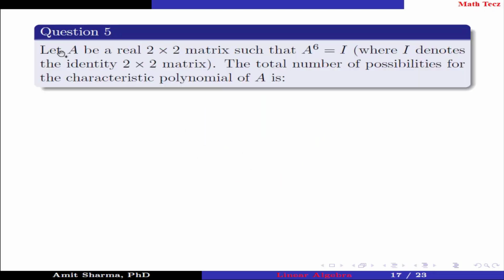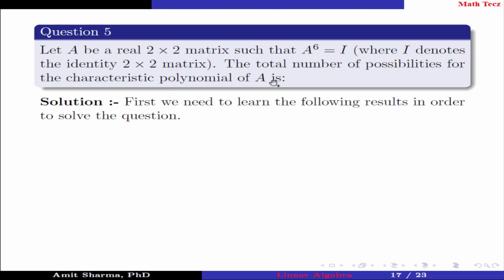Question number 5. Let A be a real 2 cross 2 matrix such that A to the power 6 is equal to I, where I denotes the identity 2 cross 2 matrix. The total number of possibilities for the characteristic polynomial of A is.